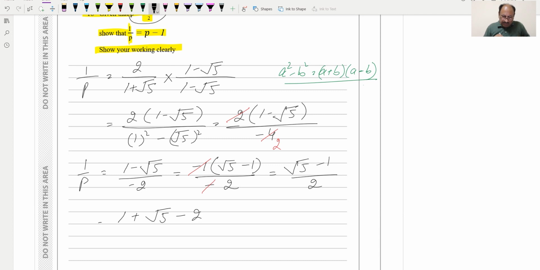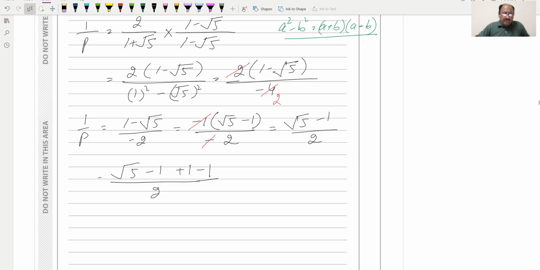minus 2. We have added and subtracted. So what we can do is rewrite it like this: root 5 minus 1. To shape it up, we are adding 1 and subtracting 1 over 2. What we have done is taken the same thing, this one, and just added and subtracted 1 for reshaping our answer in that format.